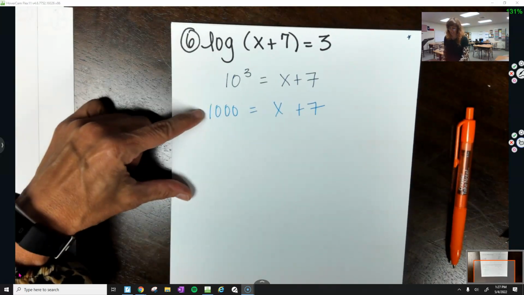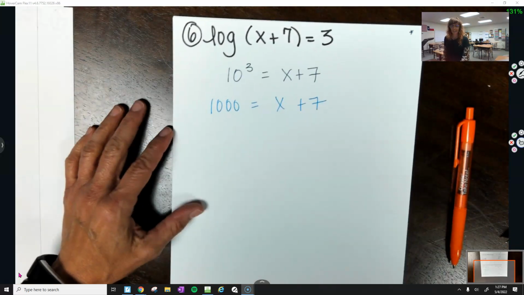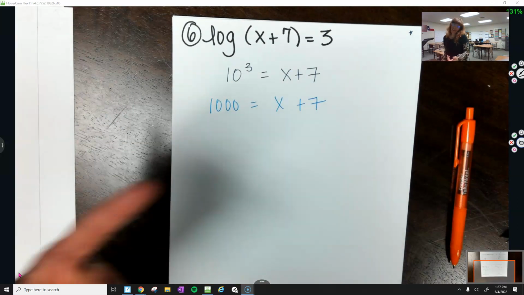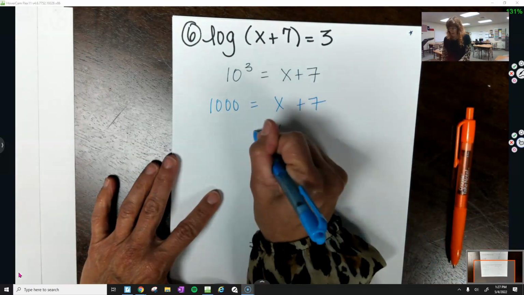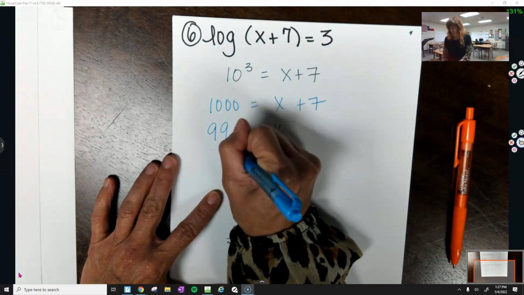Guys, I went ahead and expanded 10 to the third. It's just 1,000. So, we're just going to solve for x. Just subtract 7 from both sides. So, this is going to be x equals 993.